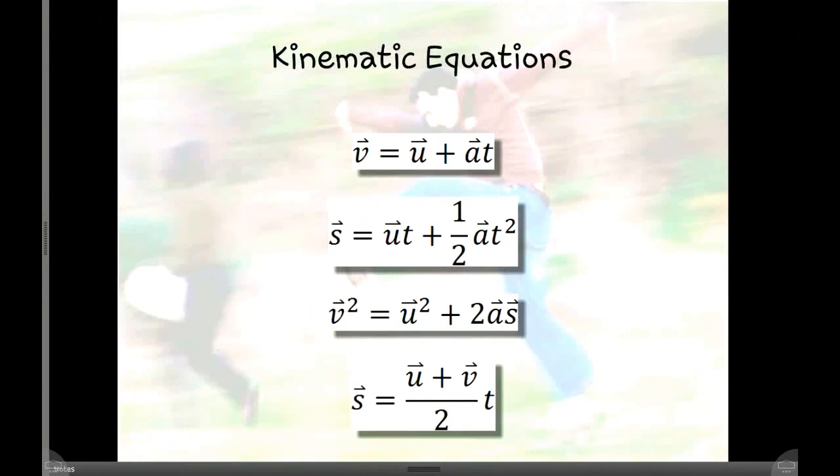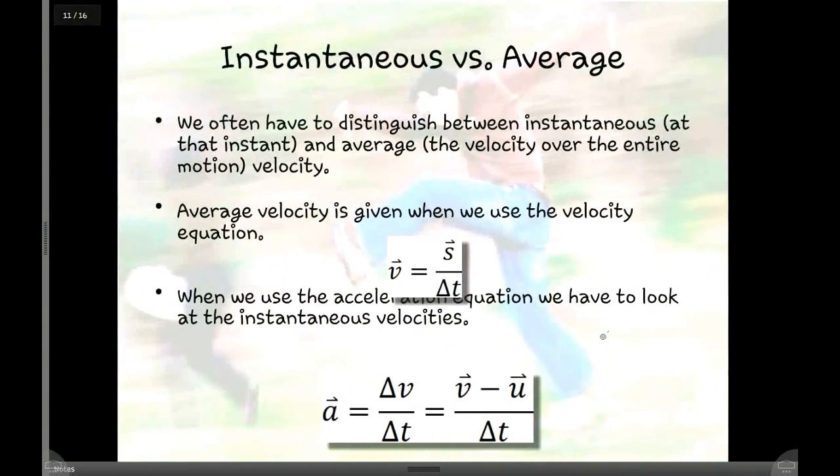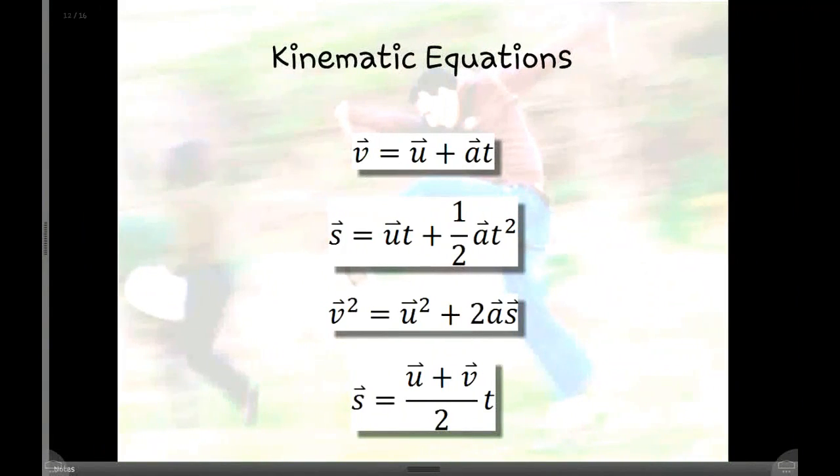So the kinematic equations that we're going to use to solve word problems based on motion and kinematics are going to be these four. The first one is just a rearranged version of the acceleration equation: my final velocity equals my initial velocity plus acceleration times time. The second one is my displacement equals my initial velocity times time plus 1/2 times my acceleration times time squared. The third one is my final velocity squared equals my initial velocity squared plus 2 times my acceleration times my displacement.